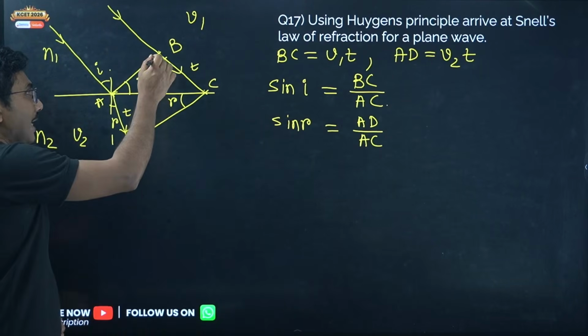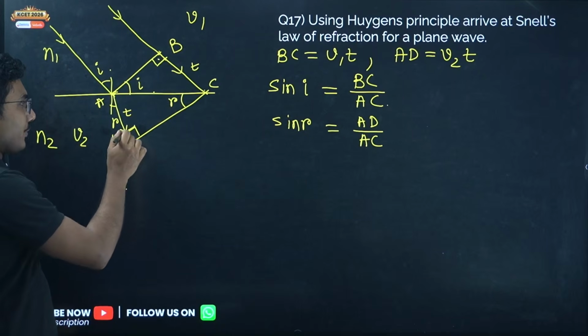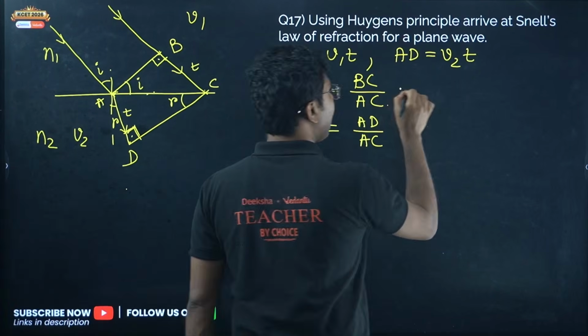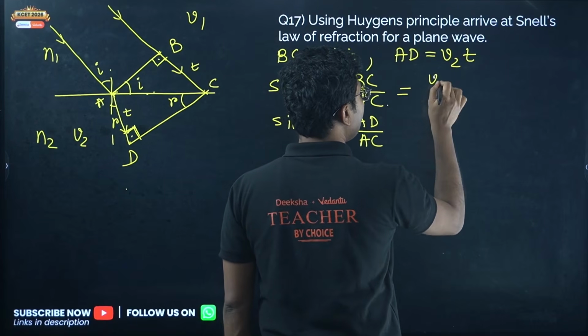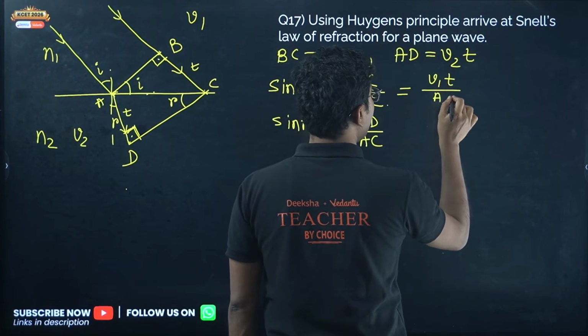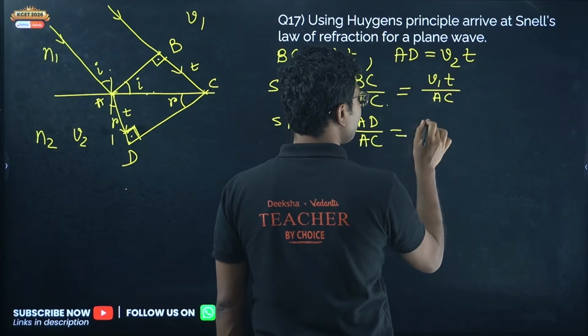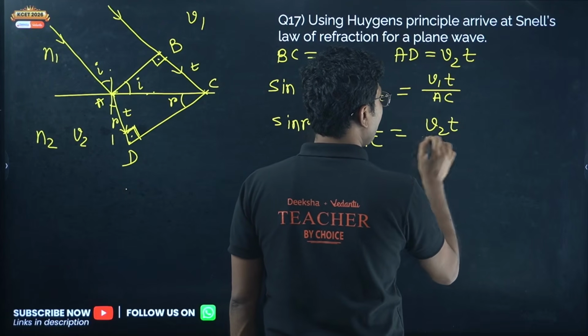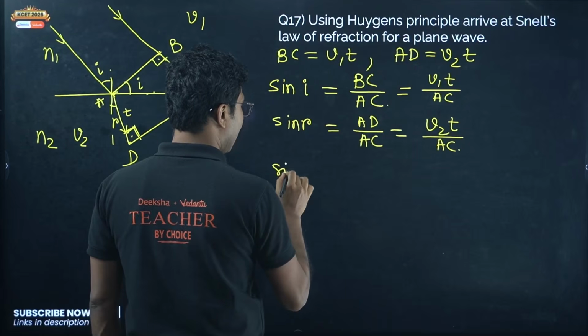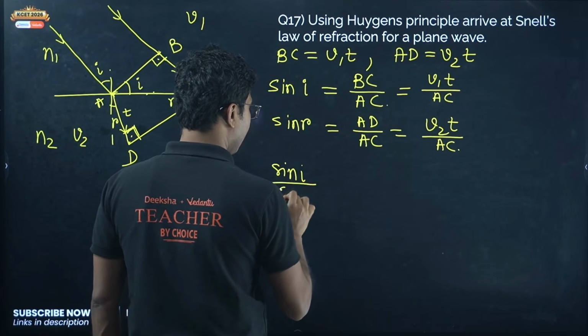Hypotenuse is the same. This is 90 degrees, so this is the opposite side, and the opposite side is the hypotenuse. Now let's put the values: BC is V1 into T divided by AC, and AD equals V2T by AC. Now we will try to find sin I divided by sin R.